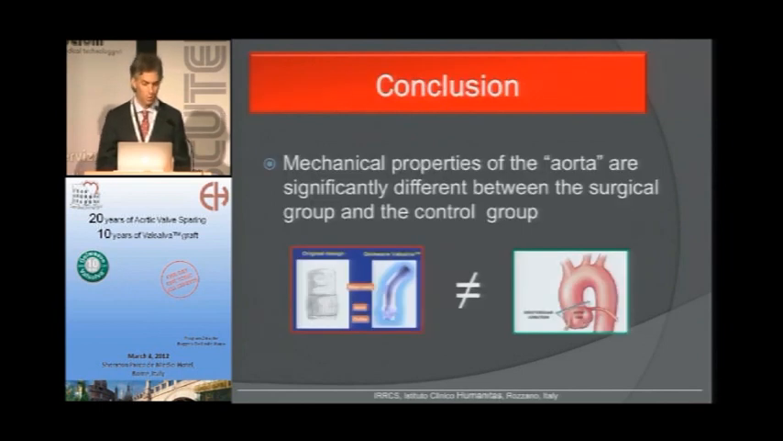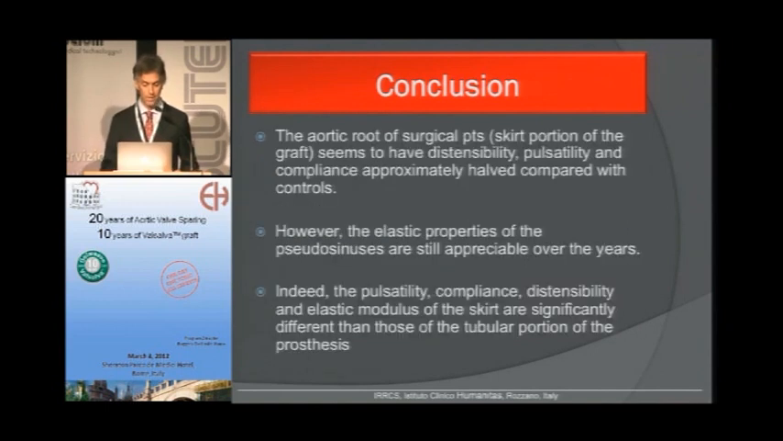So what we found was that the mechanical properties of the aorta are significantly different between the surgical group and the control group. Nevertheless, the aortic root of surgical patients, that is the skirt portion of the graft, seems to have distensibility, pulsatility, and compliance approximately halved compared with controls. However, the elastic properties of the pseudosinus are still there after a few years.